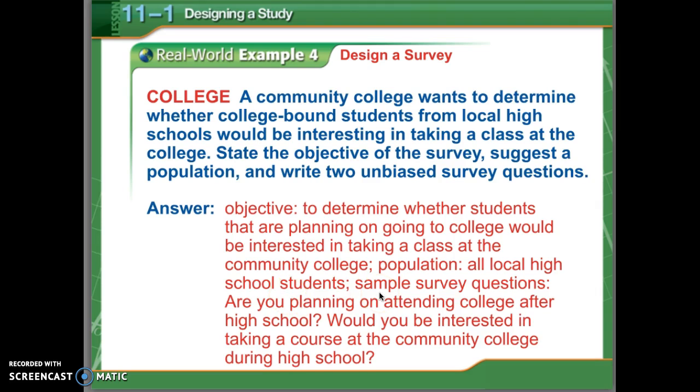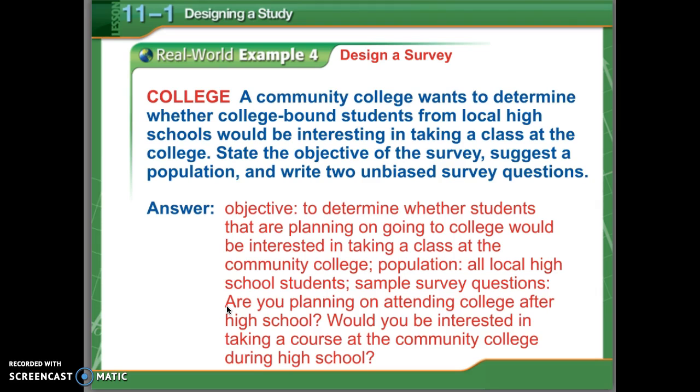You don't have to have these. You could have anything that is unbiased. But their 2 examples are, are you planning on attending college after high school? And would you be interested in taking a course at the community college during high school? These 2 questions don't have any bias. They don't assume that people are planning on attending college. They don't assume that you're going into the workforce. They don't assume any option.